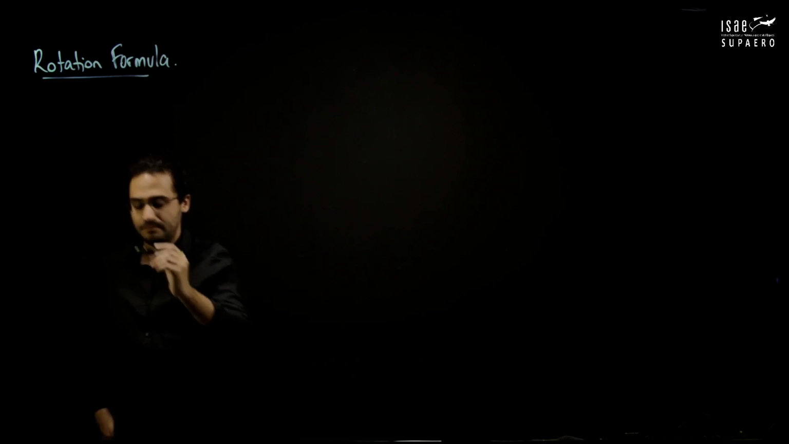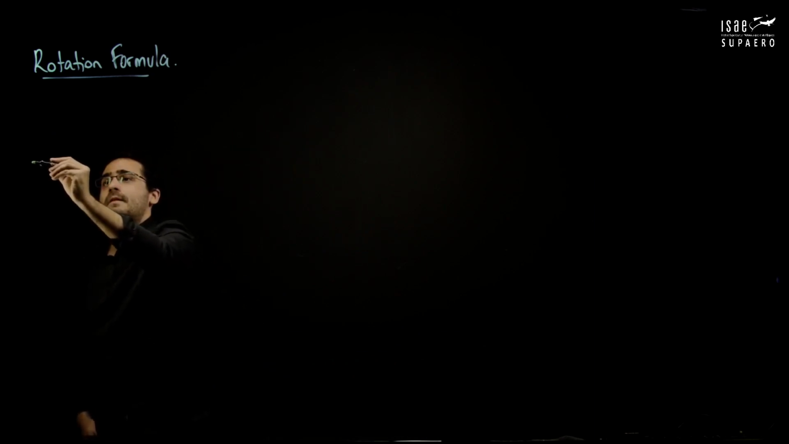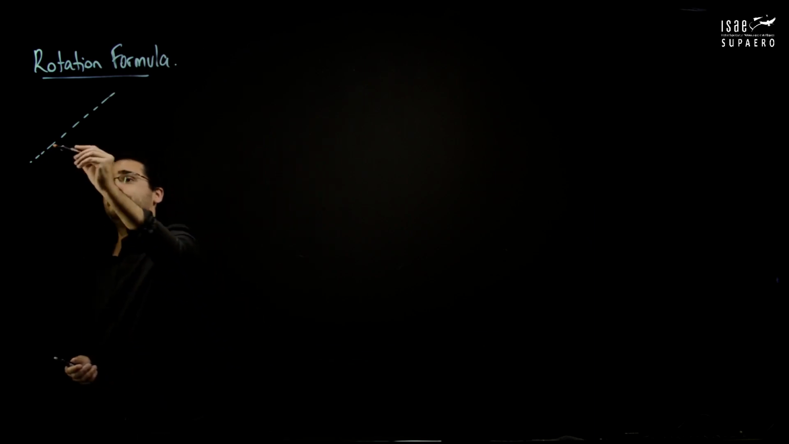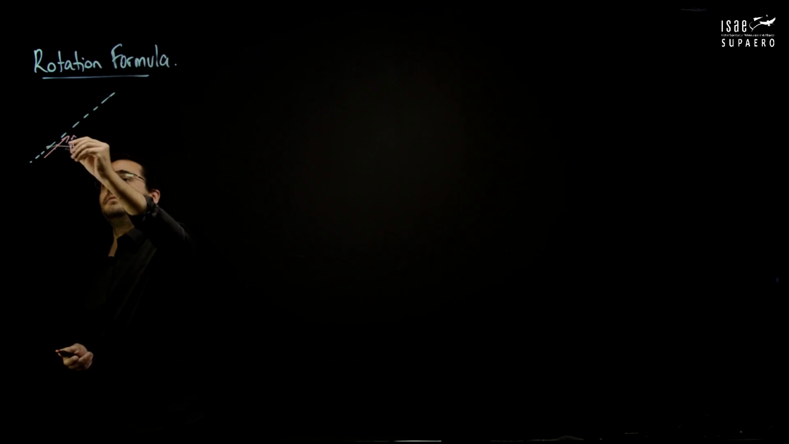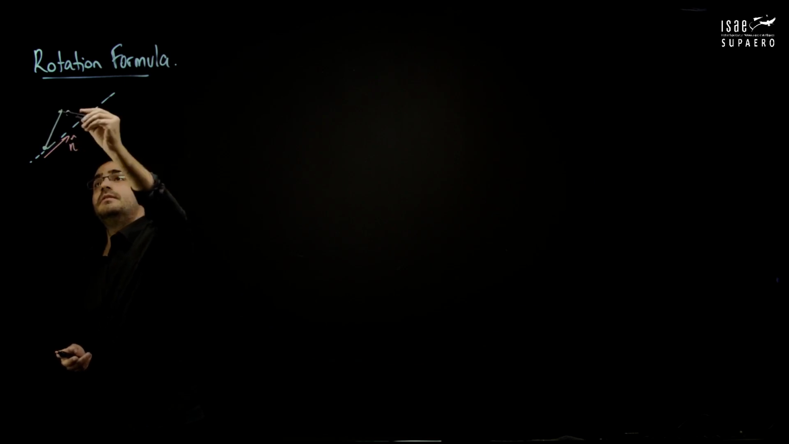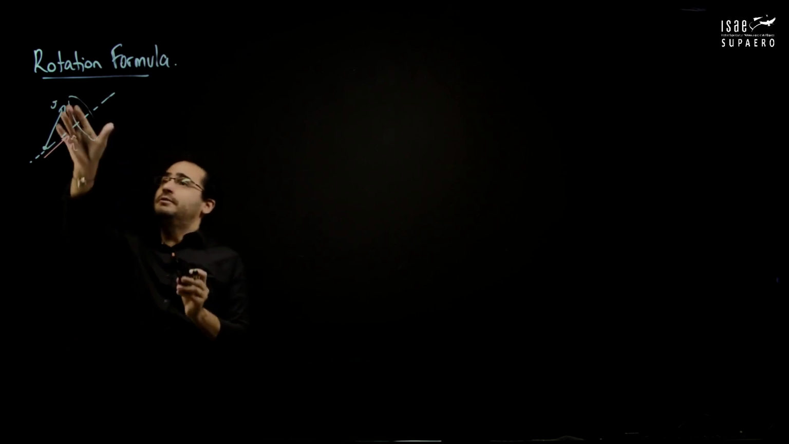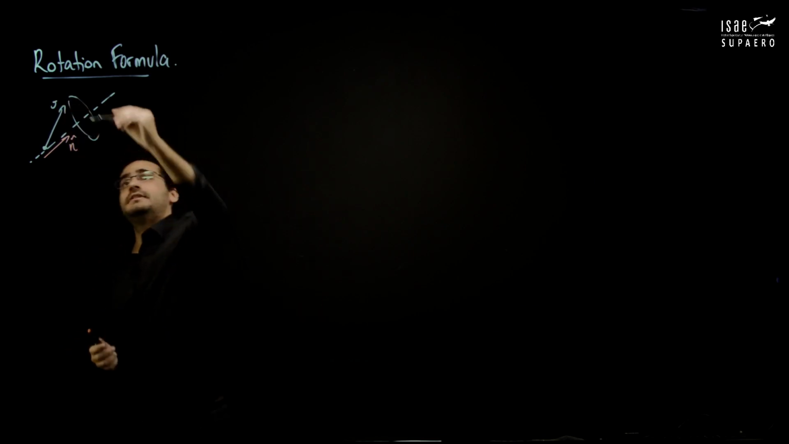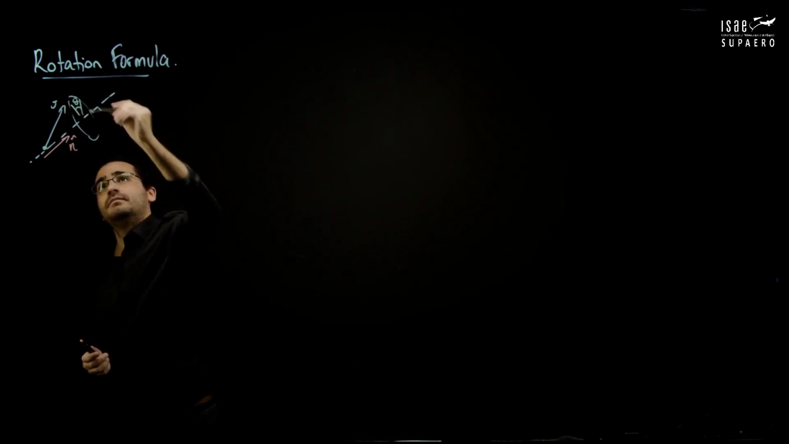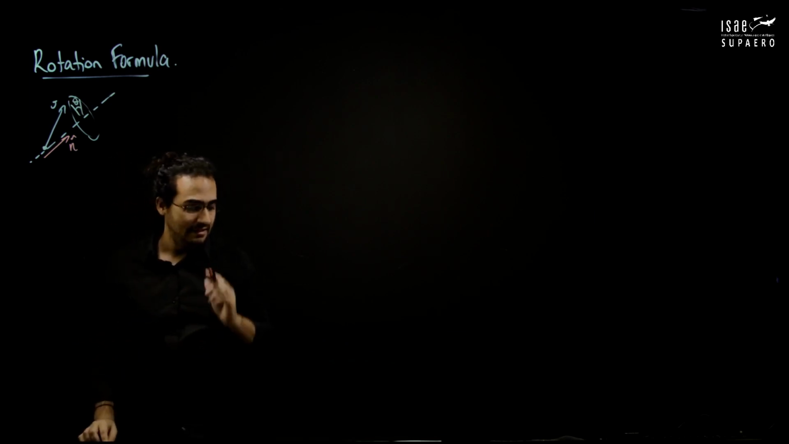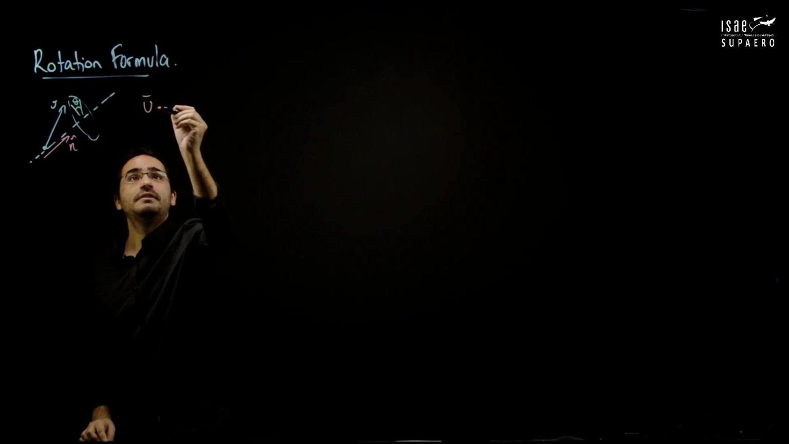So, if we have an axis of rotation given by a vector n, and we want to rotate a vector v through a left-hand rotation of an angle theta, we have seen before the formula that allows us to do that.